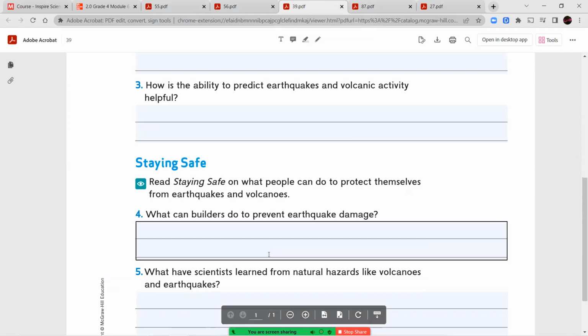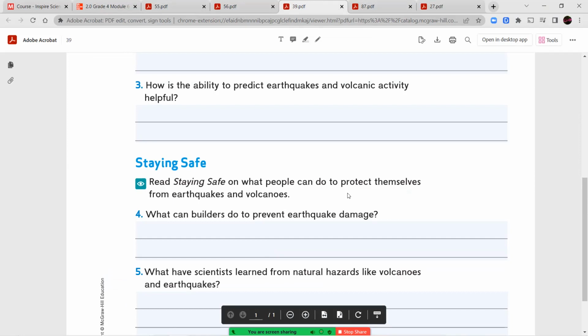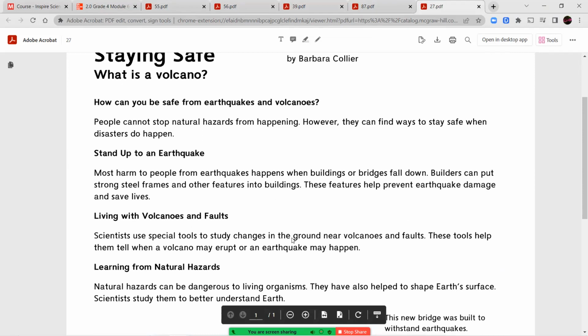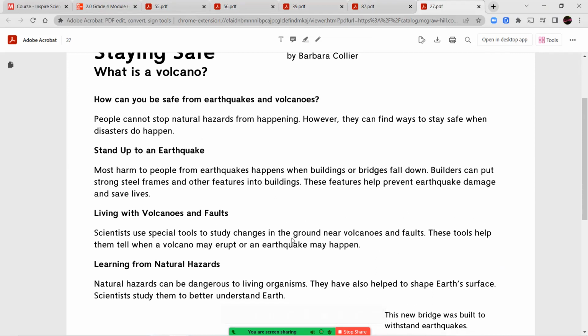Next, we're going to read Staying Safe on what people can do to protect themselves from earthquakes and volcanoes. Staying safe. How can you be safe from earthquakes and volcanoes? People cannot stop natural hazards from happening. However, they can find ways to stay safe when disasters do happen. Stand up to an earthquake. Most harm to people from earthquakes happens when buildings or bridges fall down. Builders can put strong steel frames and other features into buildings. These features help prevent earthquake damage and save lives.